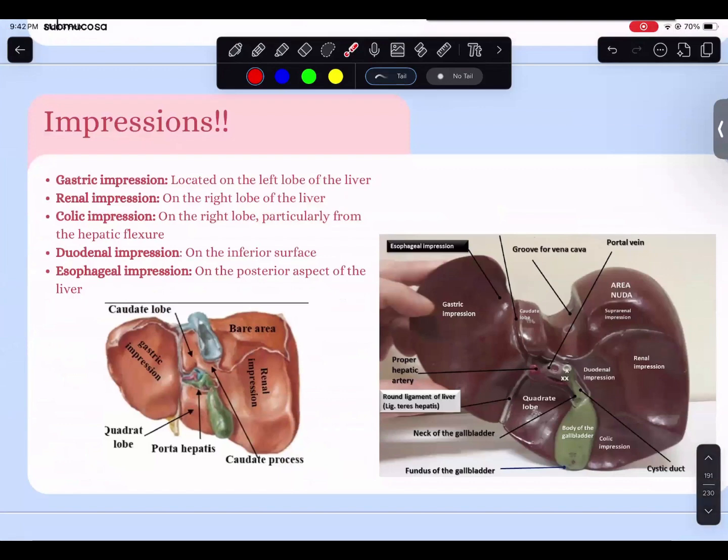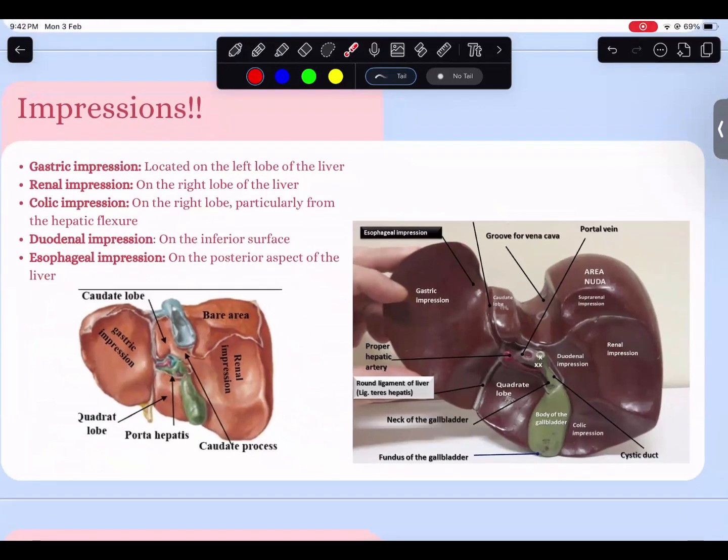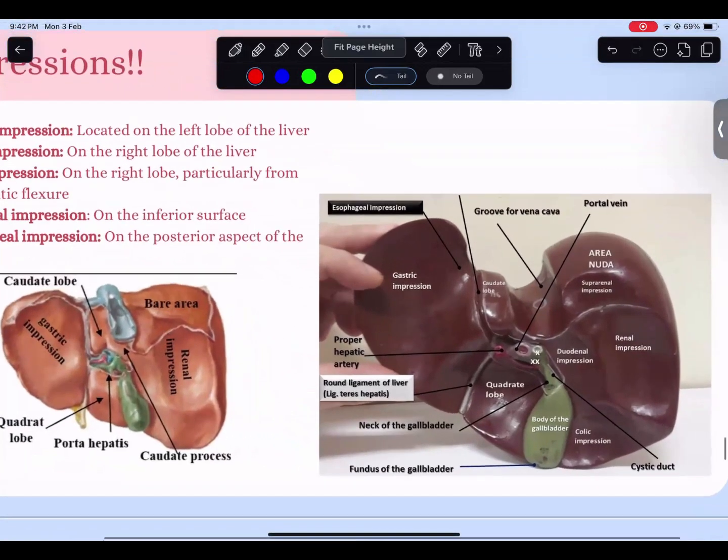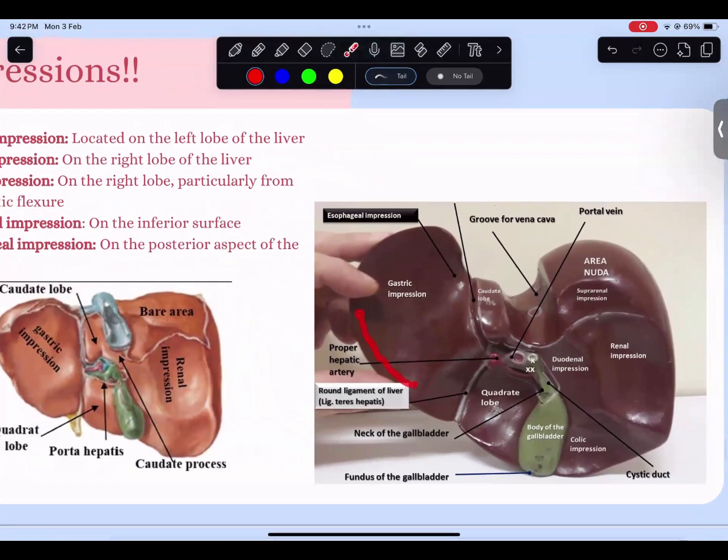For the impressions, this is really important, and there's a guaranteed question that's going to come from this. The 5 impressions that you need to know in the liver are gastric, renal, colic, duodenal, and esophageal. Coming to the impressions, they're really easy once you get your hands on them. Gastric is on the larger lobe, which is basically the right lobe. So behind it, it's going to be gastric.